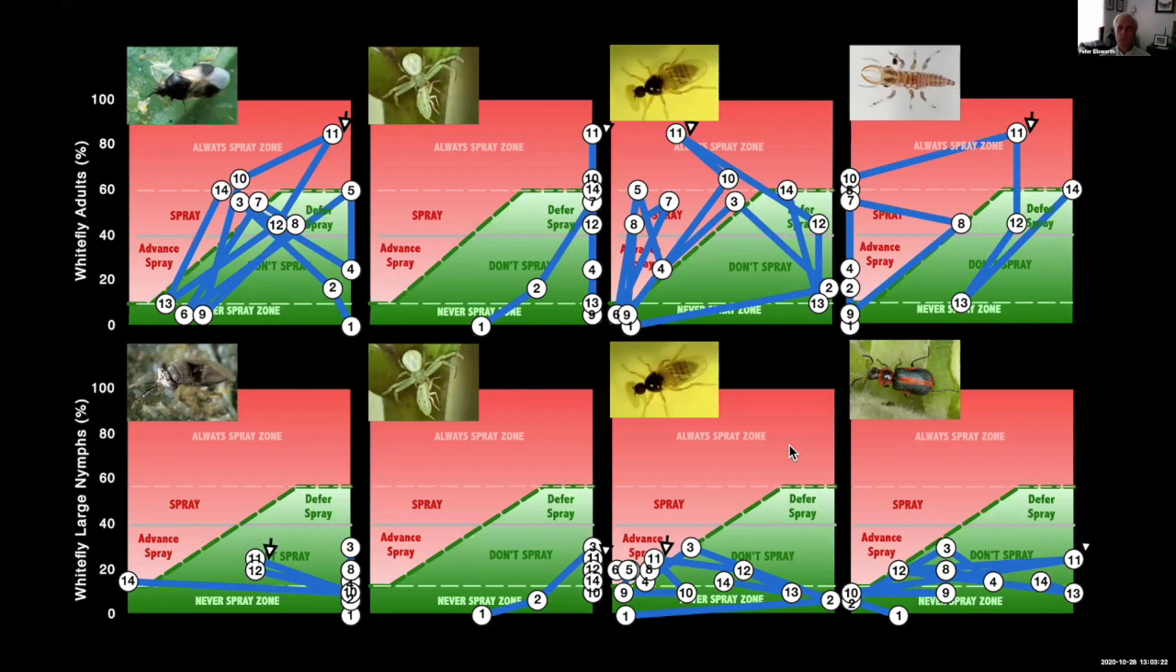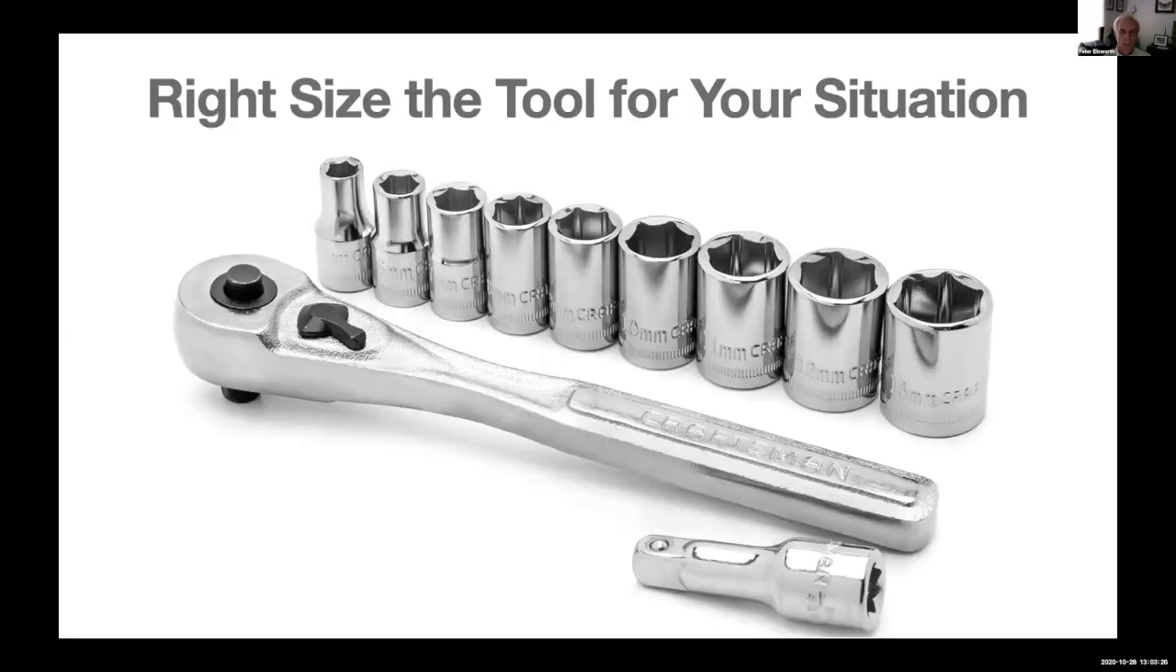It shouldn't scare you though, because you don't have to look at all that at once. What I learned as a little boy, working with my father many times, is you have to right size the tool for your situation, and that means I can't use a 1/2 inch on a 1/4 inch nut here. I've got to be using the right tool. And even though there are 8 thresholds available to you, you don't have to use them all. Only one of them needs to be working.